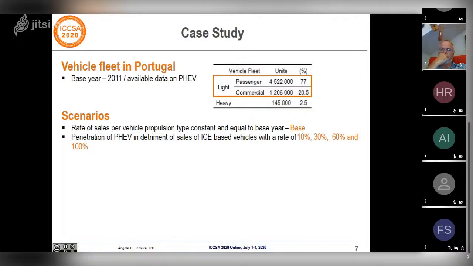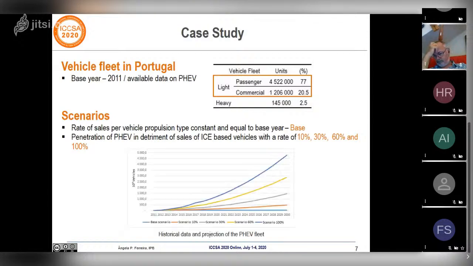The scenarios under analysis are the base scenario, which is characterized by a rate of sales per vehicle propulsion type constant and equal to the base year. The other scenarios consider a penetration of plug-in hybrid and electric vehicles in detriment of sales of internal combustion engine-based vehicles with a rate of 10, 30, 60 and 100%. Under these scenarios, the projection of the PHEV fleet is as shown in this picture.